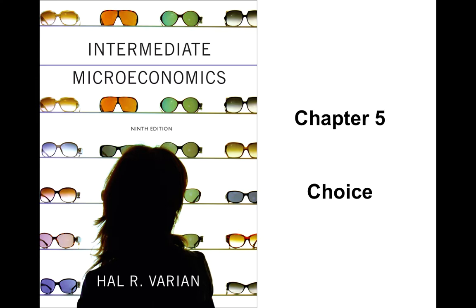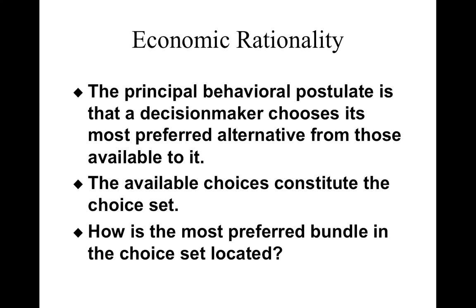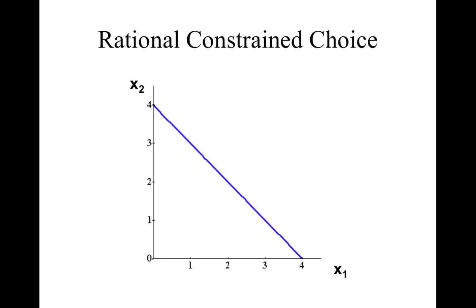The simplest principle underlying this choice is that the decision maker chooses its most preferred alternative from those available to it. The available choices constitute the choice set. Given this, we just have to figure out which one would be the most preferred bundle that would be chosen. So let's work with this figure.